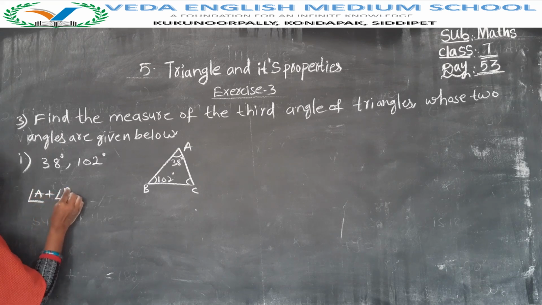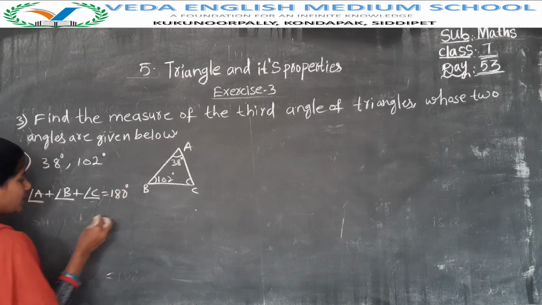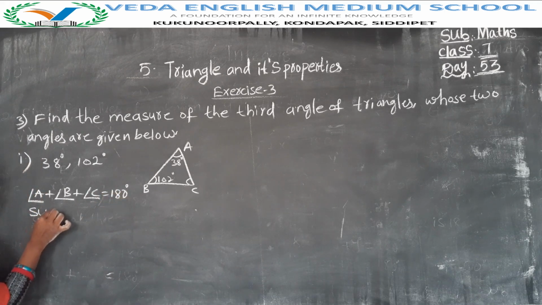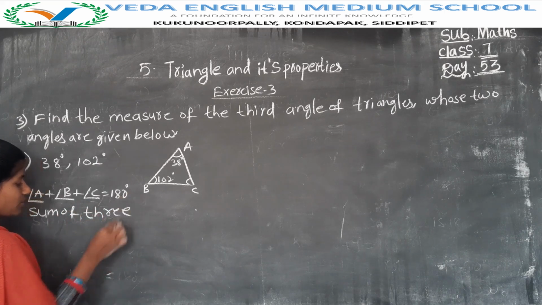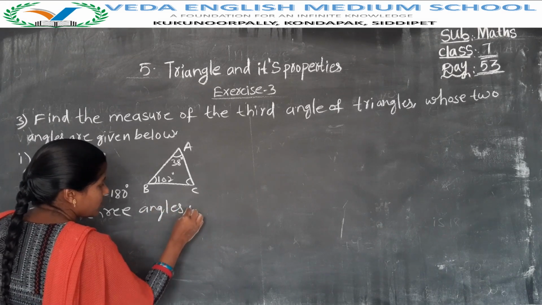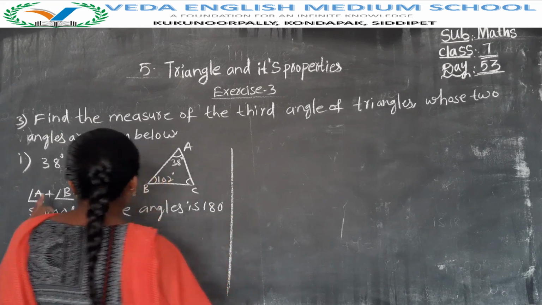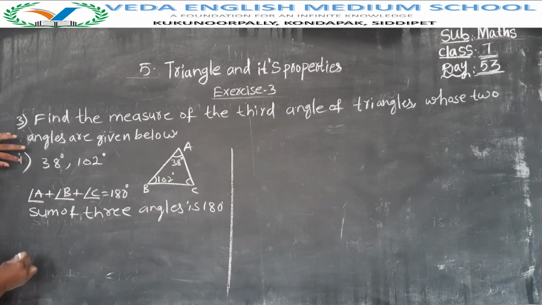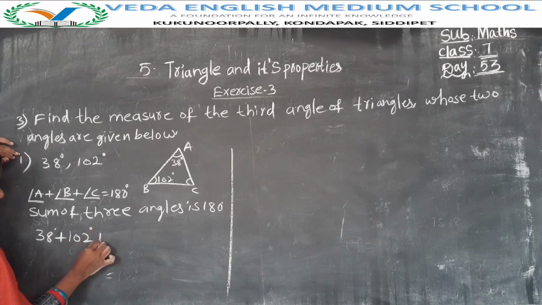What is that property? Angle A plus angle B plus angle C should be 180 degrees. Sum of three angles is equal to 180 degrees. You have to remember how many times I am repeating. You should remember. Sum of three angles is 180 degrees. That means by adding angle A plus angle B plus angle C should be 180 degrees. What is angle A? 38 degrees. Plus what is angle B? 102 degrees. Plus we don't know angle C.